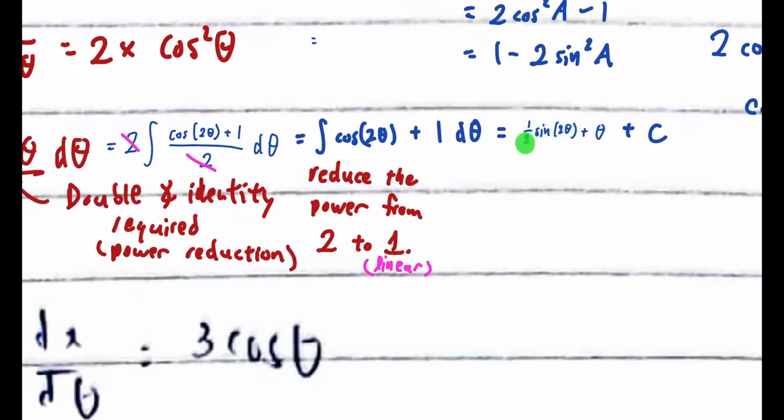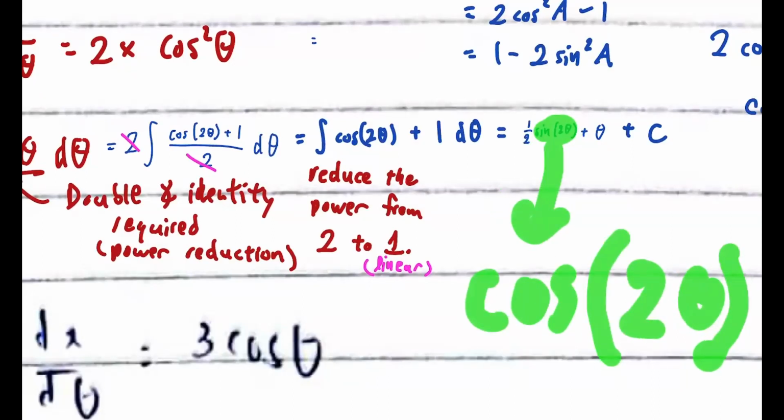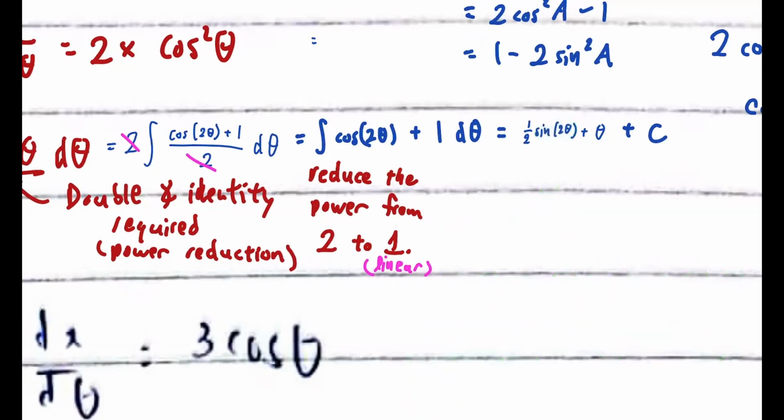Remember, there's a half. Why? Because of what rule? Yes, because of the chain rule. When you differentiate sine, what do you get? You get cosine. Then you copy everything inside. But 2 theta itself is a function, so you still need to multiply by a 2 because of the chain rule. Then in order to find the integral of cosine 2 theta on its own without the times 2, you have to bring the times 2 over to the other side. So you have to times half. Do you get what I mean by that?